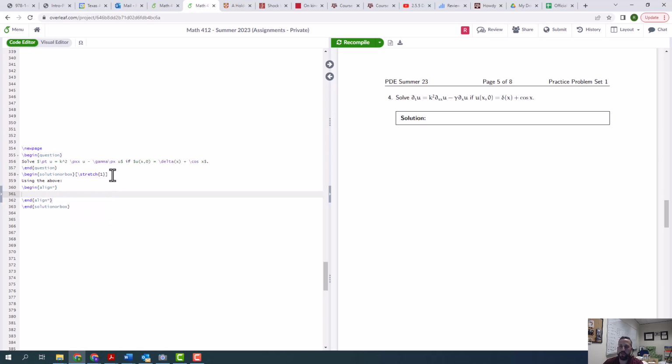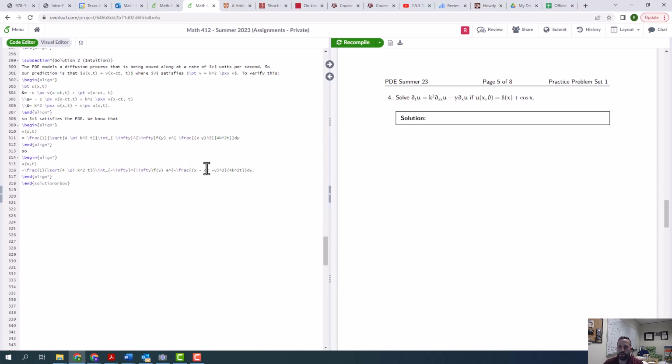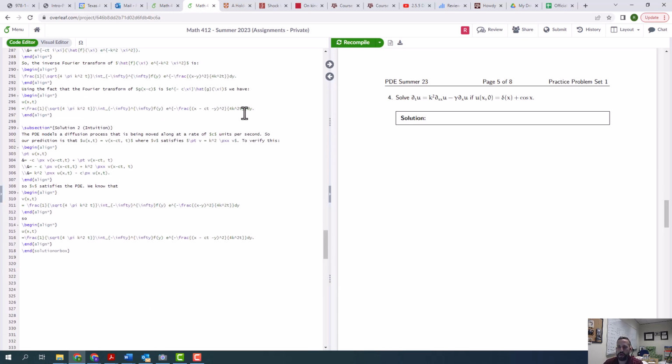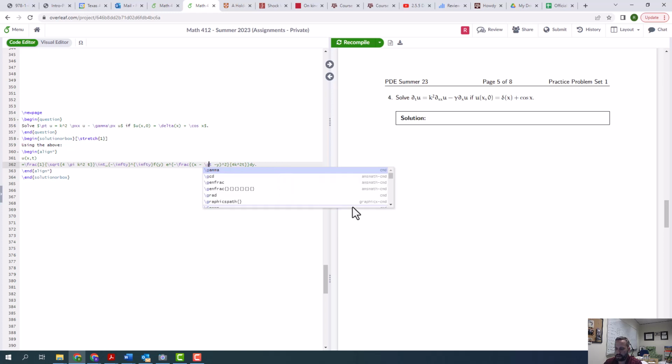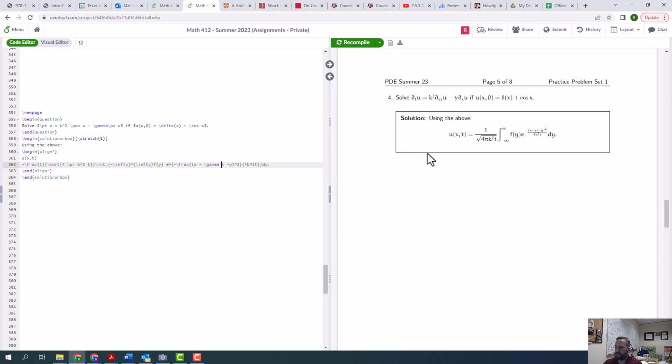this one should be pretty short. So it's going to be this. I just need to be careful. I don't have a C here. I have a gamma here. All right, let me just compile this, see how this looks.